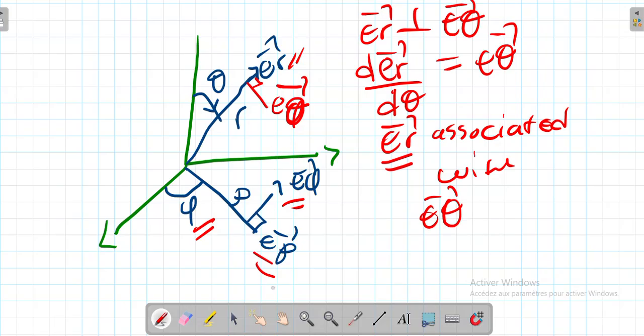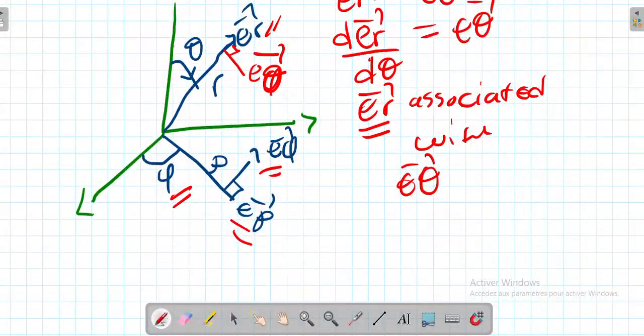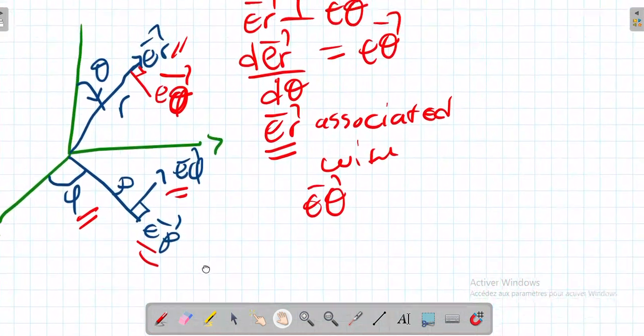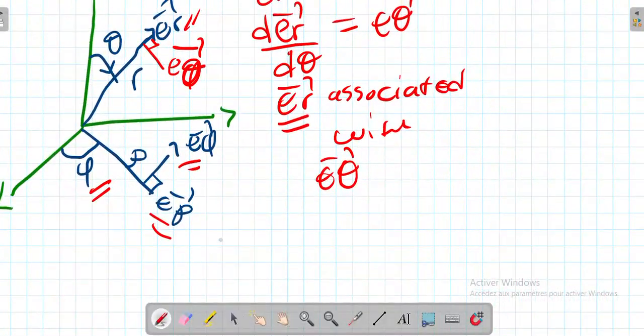So the spherical coordinate system is a system that uses the angle theta, r, and also the angle phi. Those are the three parameters that you're supposed to know from the spherical coordinate system. So the spherical coordinate system uses the parameters r, theta, and phi. So it's a two-angle system. So it uses two angles.